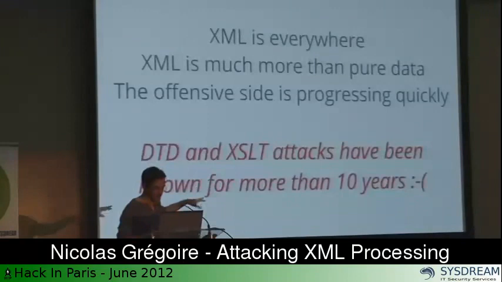So the offensive side is progressing quickly. As you can see, we have tools. We have tools in Metasploit now. And the very sad part is that DTD and XSLT attacks are known for more than 10 years. You have some public posts on Bugtraq dating from something like 2001 or 2000, and I still find this kind of vulnerability everywhere. So it's very sad. So I hope everybody will join and find a lot of XML vulnerabilities and make vendors react.